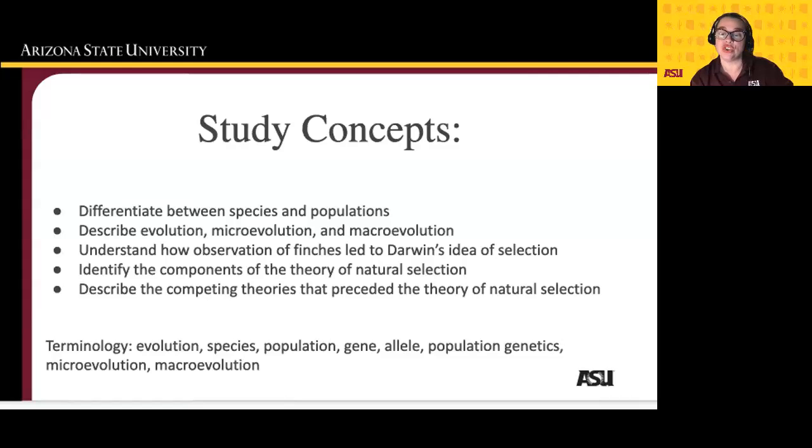Students should be able to describe evolution, microevolution, and macroevolution. Students should be able to understand how observation of finches led to Darwin's idea of selection. Students should be able to identify components of the theory of natural selection. And students should be able to describe competing theories that preceded the theory of natural selection.